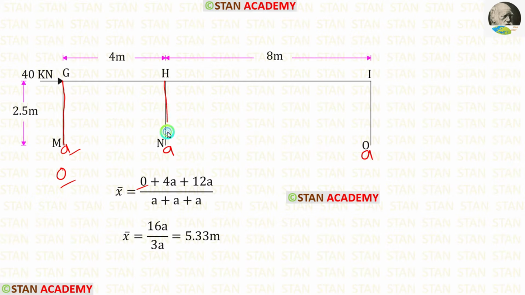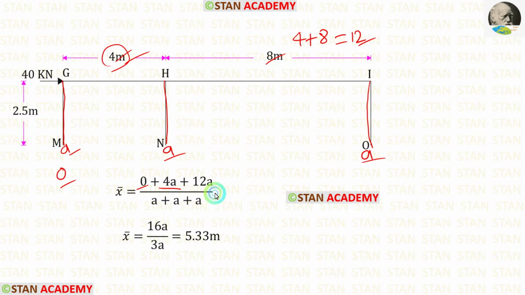For the member HN, the distance from the left side is 4 meter. We have to multiply the distance with the area, so 4a. For the member IO, the distance is 4 plus 8, so 12. We have to multiply the distance 12 with the area, so 12a. In the denominator, we have to add all of the areas. Here there are three areas, so a plus a plus a.